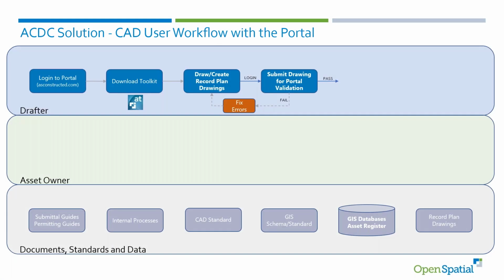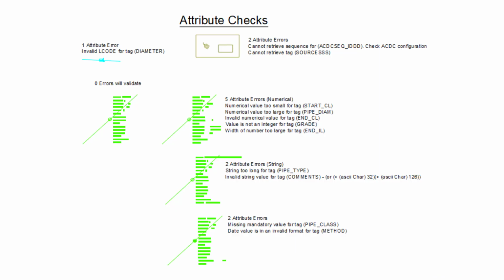Drawings are checked for attribute, spatial and geometry errors. Attribute checks, like the inclusion of all required data, correct data types, data ranges, and that attributes are using the correct domain values.